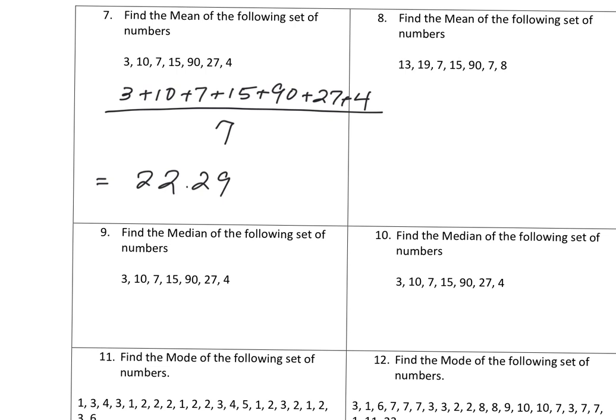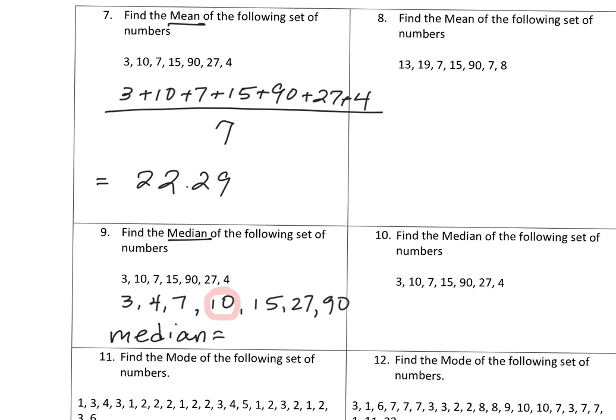Now, for number 9, when I'm going down on the example parts only, you're going to find the median. The last thing I did was I found the mean. Now I want to find the median. The median is the middle number. So that means I have to rewrite my numbers from lowest to highest first. So this will go 3, then 4, then 7, then 10, 15, 27, and then 90. So I look for the middle number. I notice here my middle number is 10. That means my median is 10. That's it.